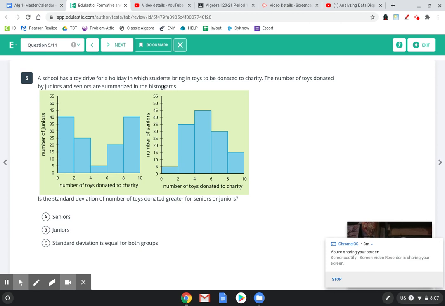Okay, question 5. It says a school has a toy drive for the holidays in which students bring in toys to be donated to a charity. The number of toys donated by juniors and seniors are summarized in these histograms. It says, is the standard deviation of the number of toys donated greater for seniors or juniors? Do the seniors have a larger standard deviation? Do the juniors have a larger standard deviation? Here's juniors, here's seniors, or are they the exact same? Great question to consider.